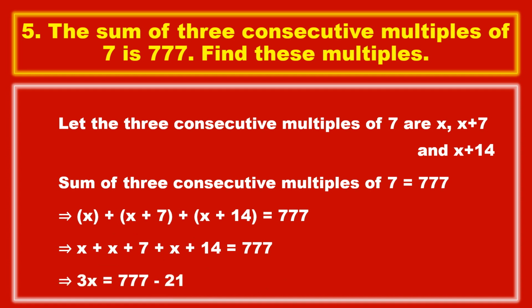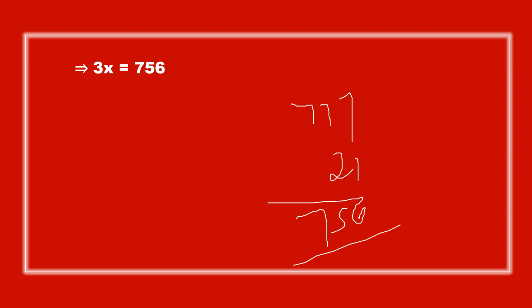Okay, so I'll get 3x equals to, here I added 7 plus 14 is 21. So 21, when it goes there, it becomes minus 21. So we got 3x equals to 756, because 777 minus 21 gives you 756.